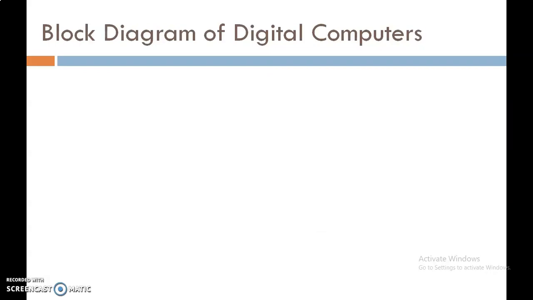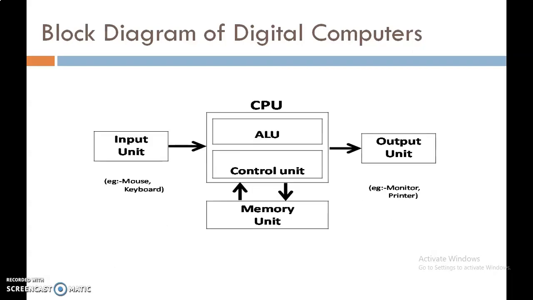Now, block diagram of digital computers. A digital computer can be considered as a digital system that performs various computational tasks. Digital computer uses binary number system which has two digits, 0 and 1. This is a block diagram of digital computer. Digital computer consists of input unit, CPU, which contains ALU and control unit, memory unit and output unit.